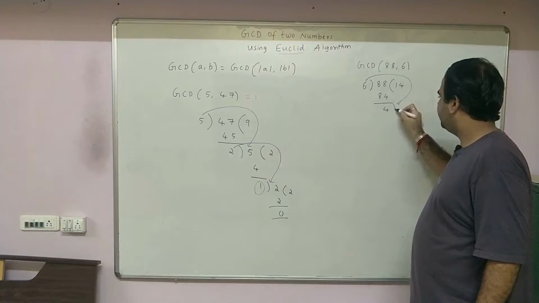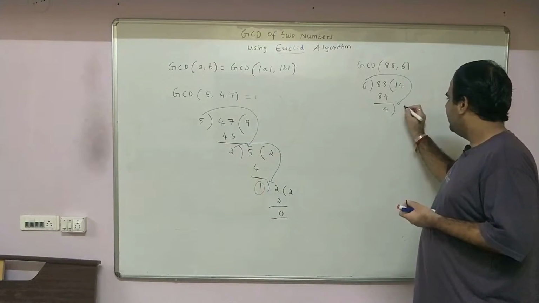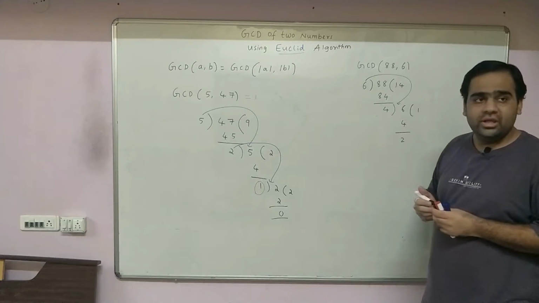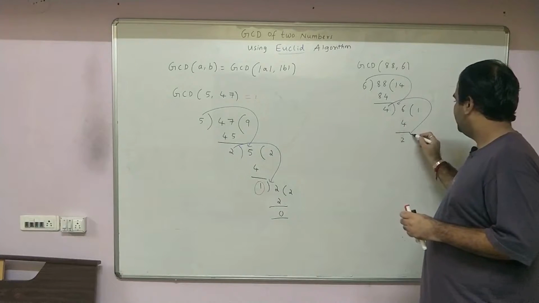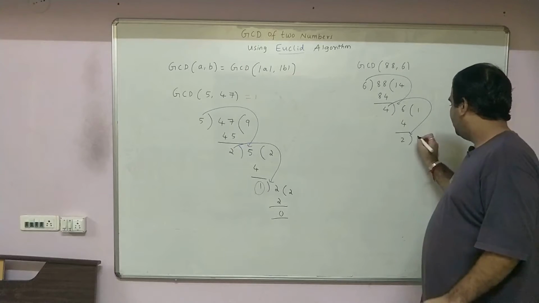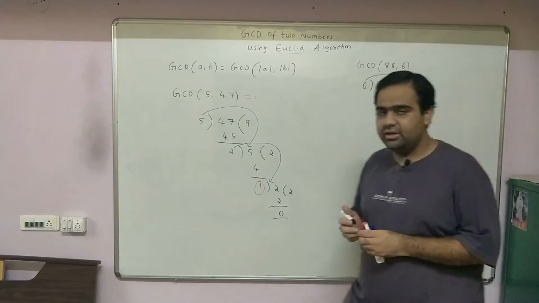Hence we take 6 over here and we divide it. We say 4 times 1 is 4. The remainder is 2. Is the remainder equal to 0? No. Again we take the previous divisor over here. Now what is the previous divisor? The previous divisor is 4, and we say 2 times 2 is 4. What is the remainder? The remainder is 0.